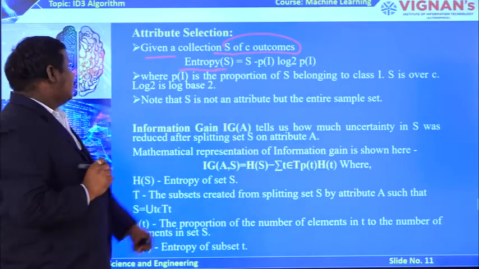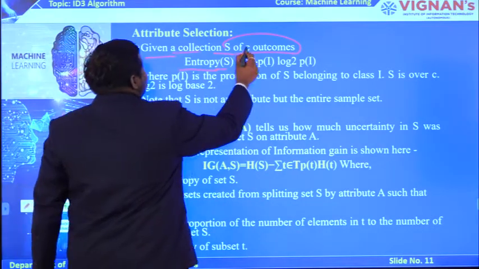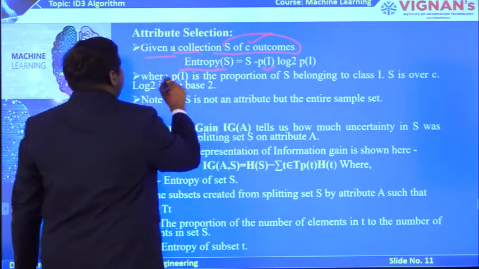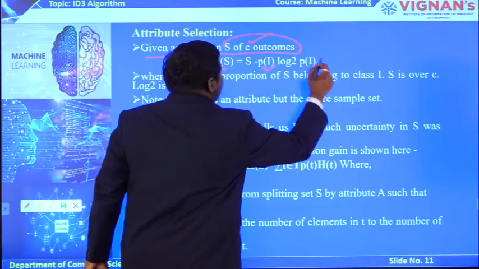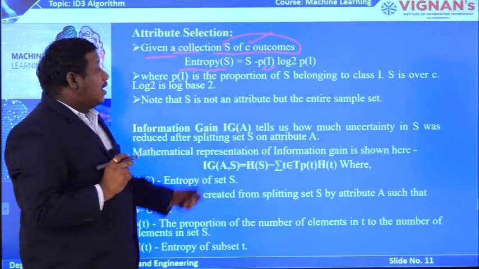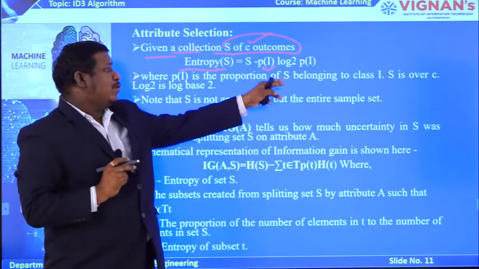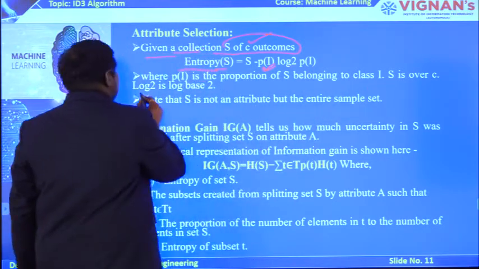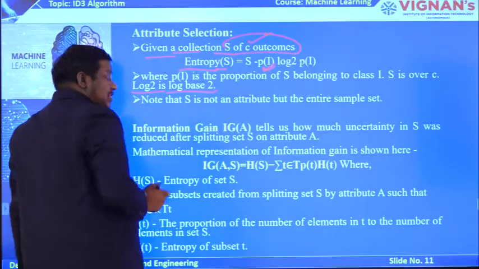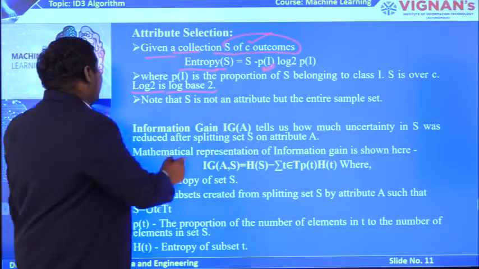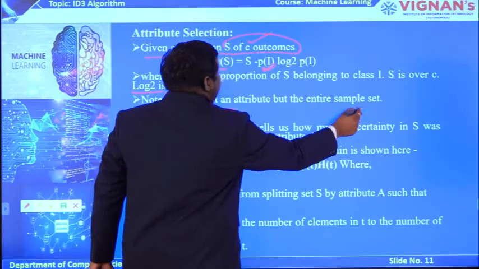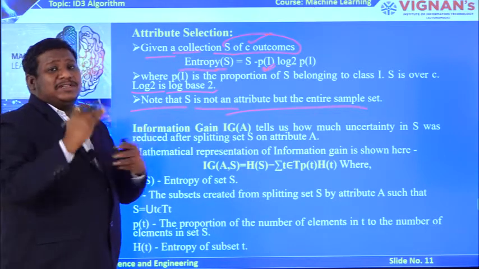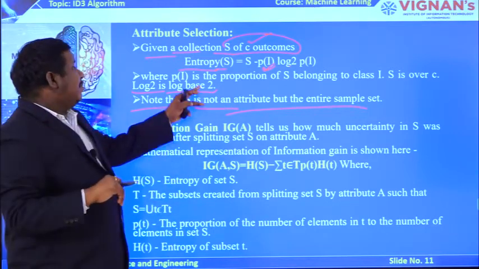Now see what those values are. I told you already, S is a collection of a set which has outcomes C. Where Pi is the proportion of S belonging to class I. So we have a class I, and the amount of S belonging to I is represented with this Pi, and log 2 is log base 2, just like in a normal mathematical formula. Note that S is not an attribute but the entire sample set. So S is not a single attribute; we have to consider the total set of instances in a single set, which is represented with S.